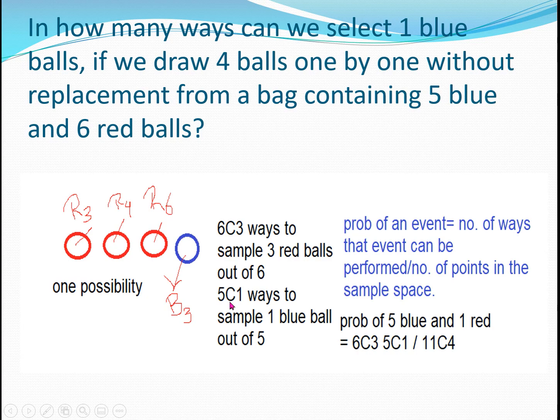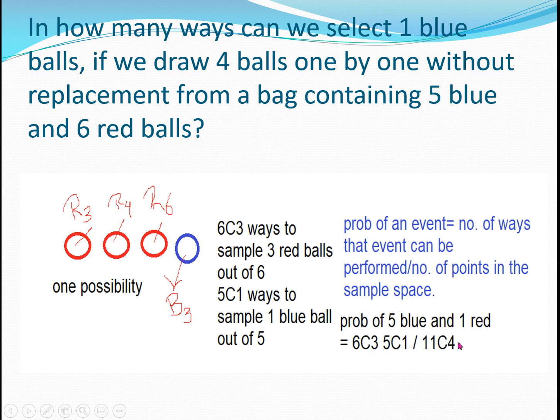Why am I multiplying? Because both these conditions are mandatory. It's not optional. It's mandatory that we are drawing 3 red balls and 1 blue ball. So whenever the conditions in an experiment are mandatory, we multiply them. So 6C3 multiplied by 5C1 divided by 11C4.